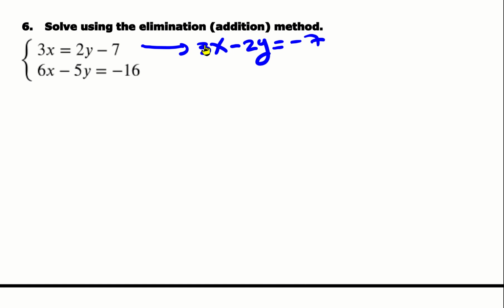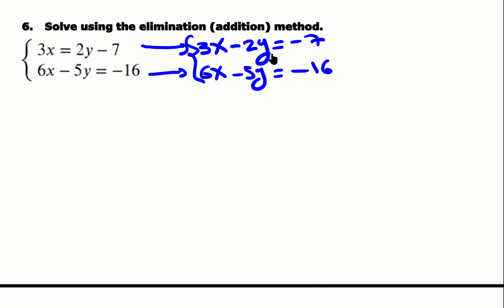In other words, subtract 2y from both sides. And the second equation we'll leave alone for now. We just get 6x minus 5y equals negative 16. So far, all we did was put both of the equations in the proper format. But now we have a choice. We can either choose to eliminate x or eliminate y.